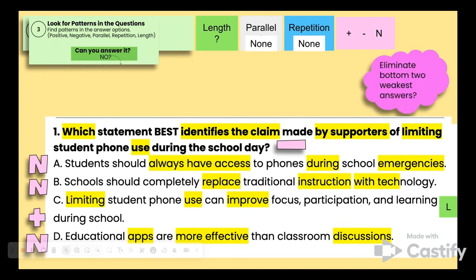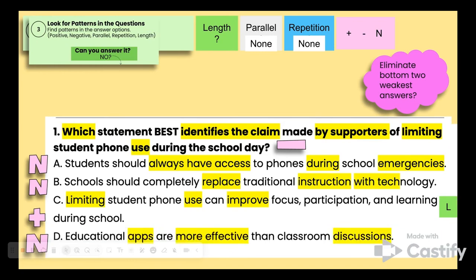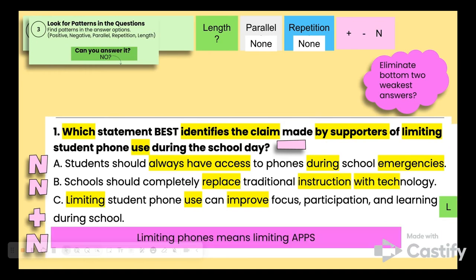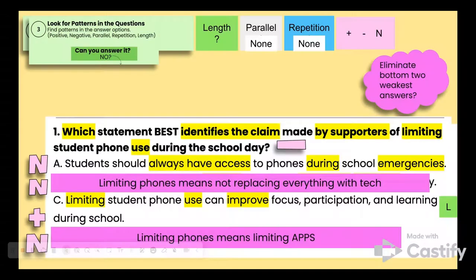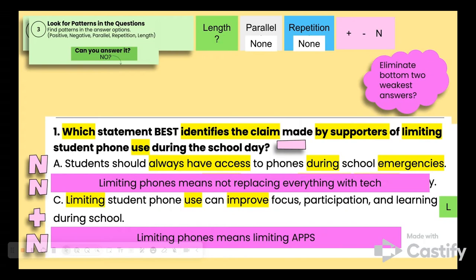Eliminate the bottom 2 weakest answers. Have the class discuss which ones they think they are. Limiting phones means limiting apps. And this one says that apps are more effective. So that's not going to work. And then another one would be B. Limiting phones means not replacing everything with tech. And it said it would completely replace traditional instruction with text. So that leaves us down to 2, and then you'll have another pop-up.